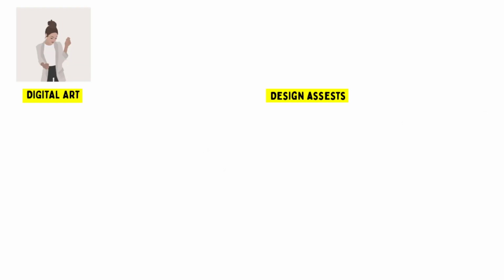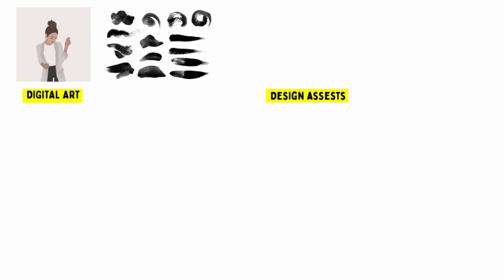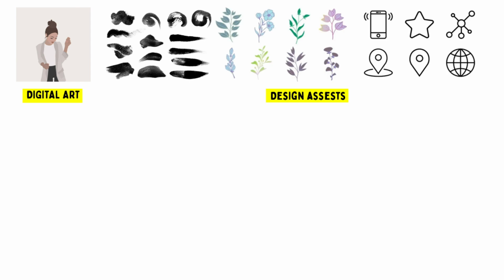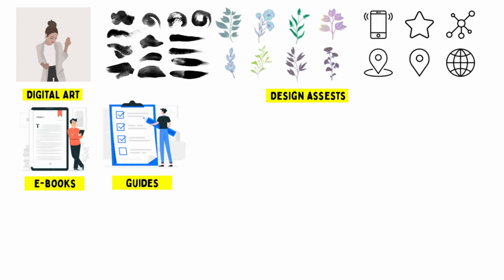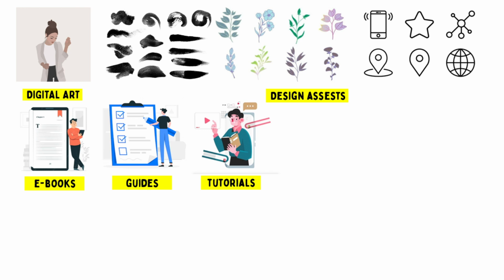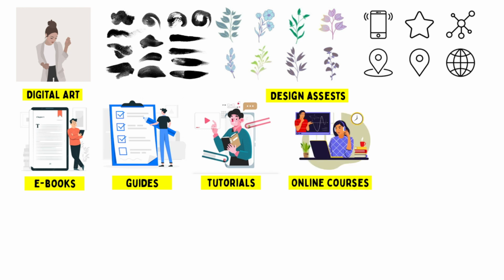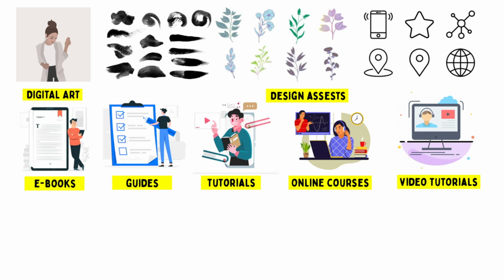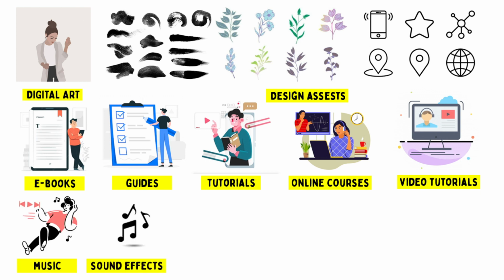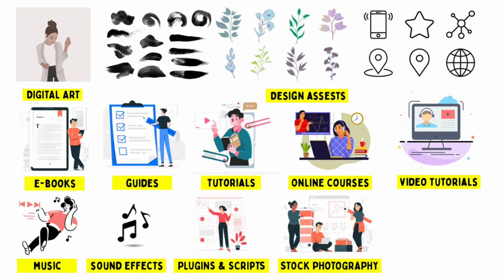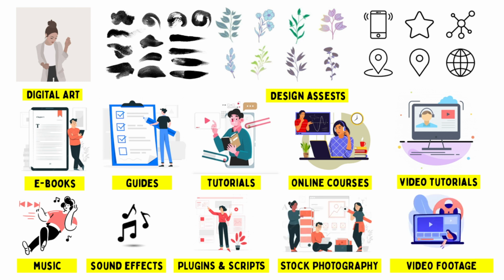Digital art and design assets, such as Photoshop brushes, vectors, and icons. Ebooks, guides, and tutorials on a specific topic or skill. Online courses and video tutorials on a variety of subjects. Music and sound effects for video and game production. Plugins and scripts for popular software like Photoshop, After Effects, and Unity. Stock photography and video footage.